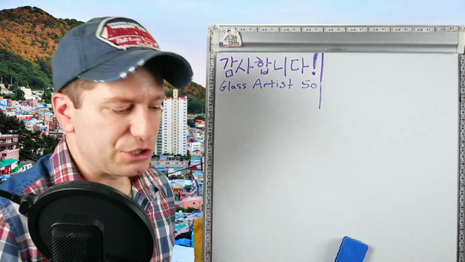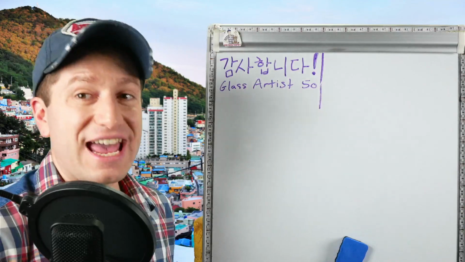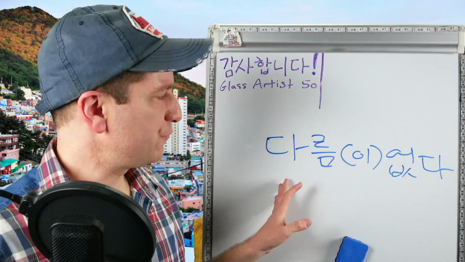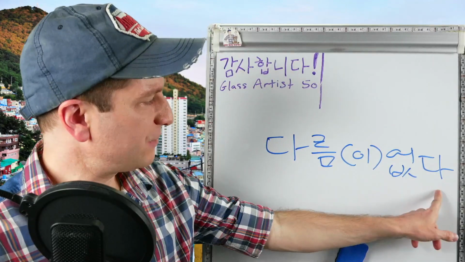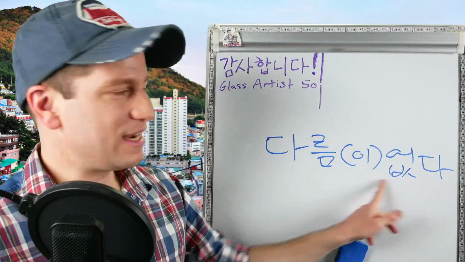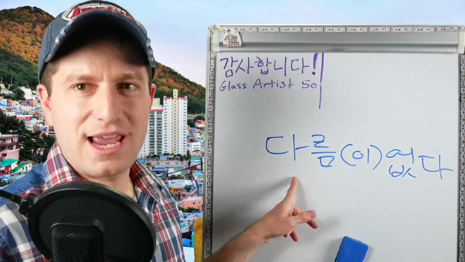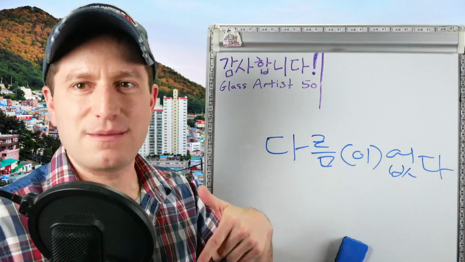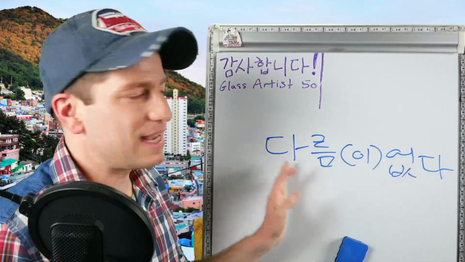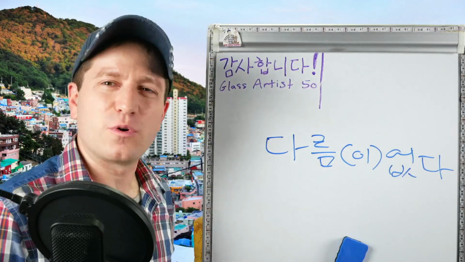Okay, I have a couple notes. If you are advanced, this is for you. You could also swap this form for this expression. 다름이 없다. 다름 meaning something different. 없다 meaning there isn't. So there isn't anything different. So this is the same as it's the same. It's no different. This one's much less common though. 다름이 없다. It sounds a little bit more fancy.